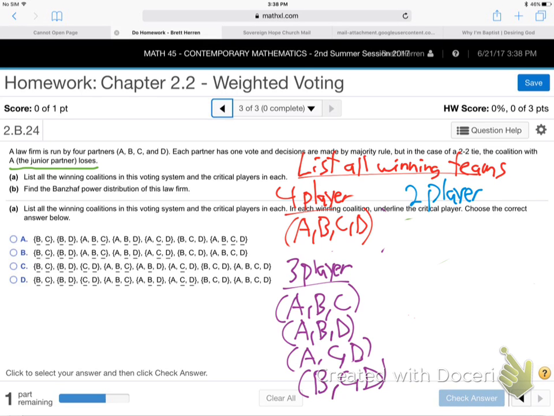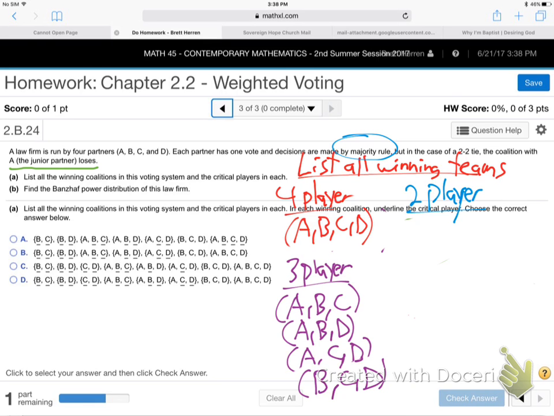Oh, by the way, do all those 3-player teams win? We're supposed to only be listing winners, huh? There's no numbers here. There's just a rule. There's words. So what is the rule? That's only with a 2-2 tie, though. Remember, the first rule is majority. It's the only time you do the A thing is when there's a tie. That's the tiebreaker rule. Does that make sense? So we don't even think about that unless it's a 2-2 tie.